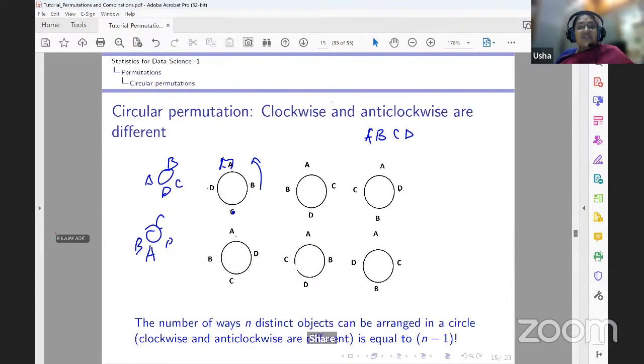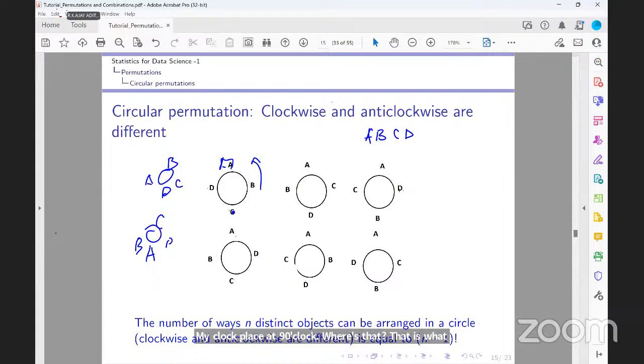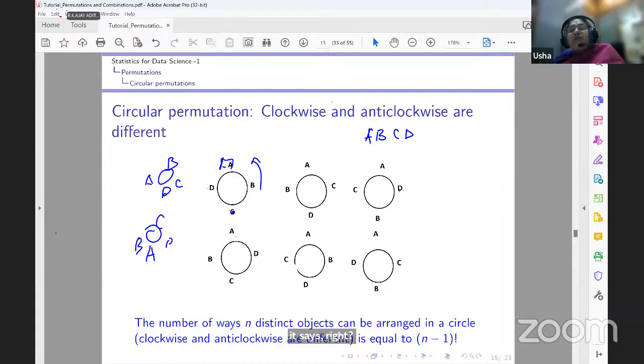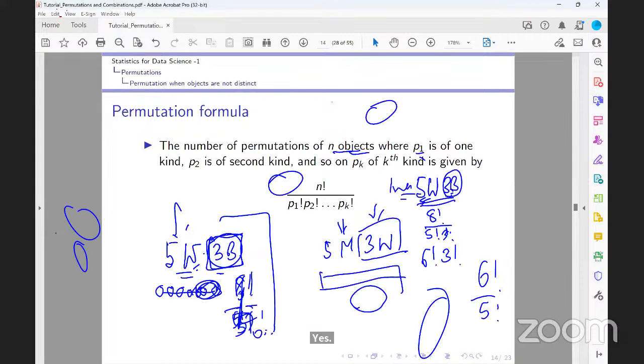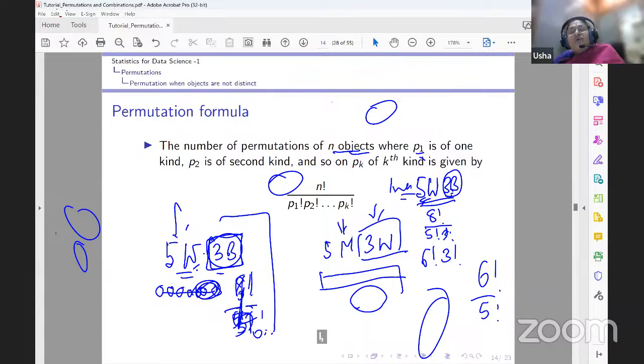Go back to your earlier point. Clockwise and anti-clockwise are different, when I have people sitting clockwise and anti-clockwise, right? They are different. Yes, ma'am. 7 factorial. Now the 3 women want to sit together. 5 factorial? 6 minus 1 factorial, 5 factorial, or how would we get it?